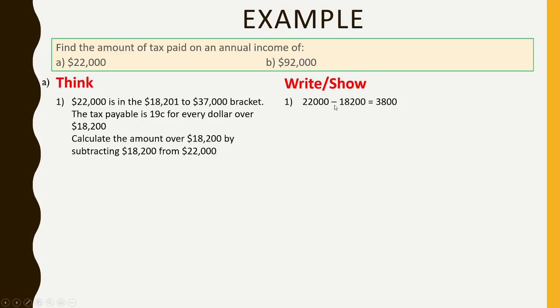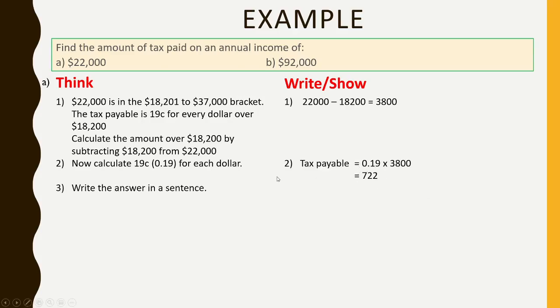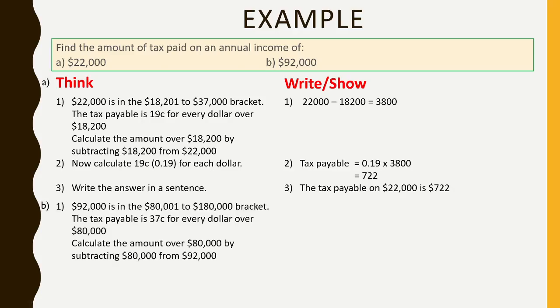So 22,000 minus 18,200 is $3,800. And then we just multiply that by 19 cents per dollar, or 0.19. And that gives us an amount of $722. So let's write that in a sentence. The tax payable on $22,000 is $722.